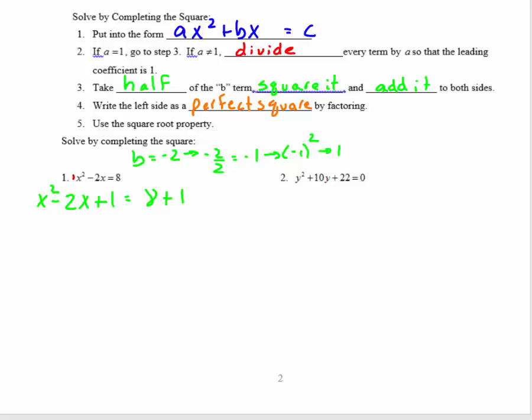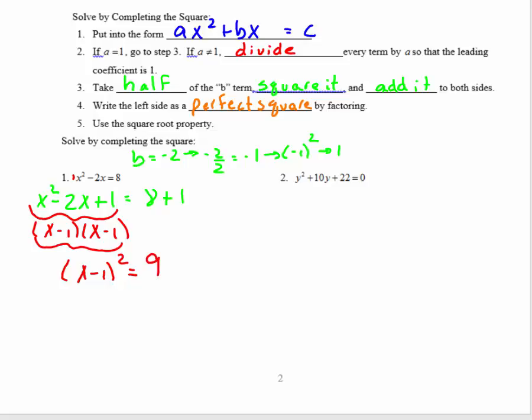The reason why we do these crazy steps is because the left-hand side now is a perfect square, so we can factor it. It's just your C method, so factors of 1 that add up to negative 2 are negative 1 and negative 1, so that factors into x minus 1 times x minus 1. And we know we can rewrite that as x minus 1 quantity squared. And 8 plus 1 is 9.